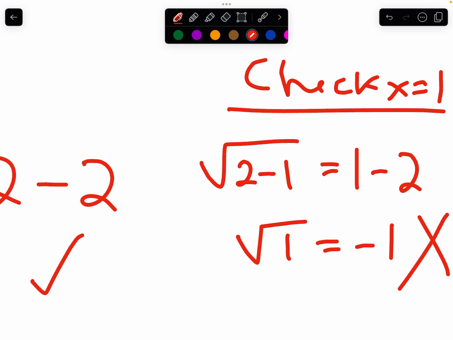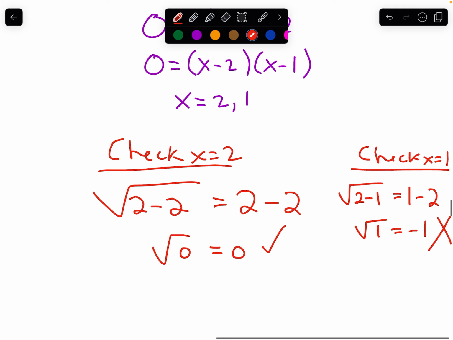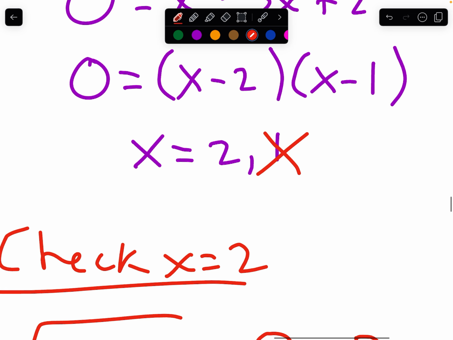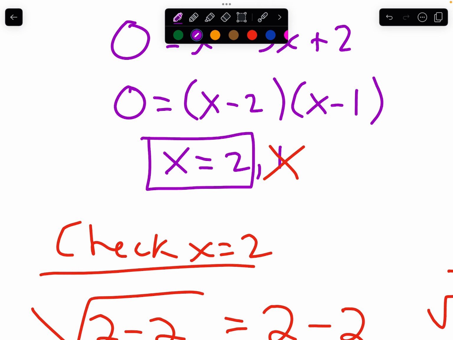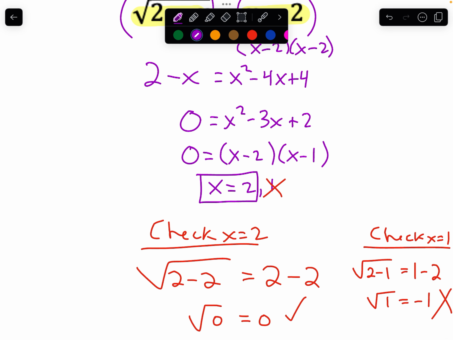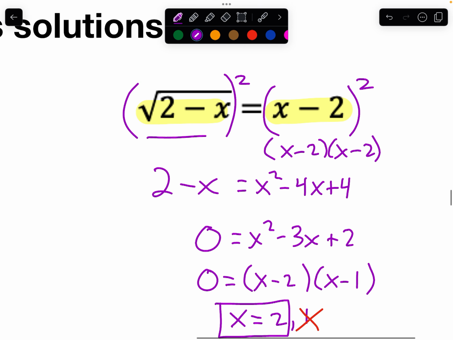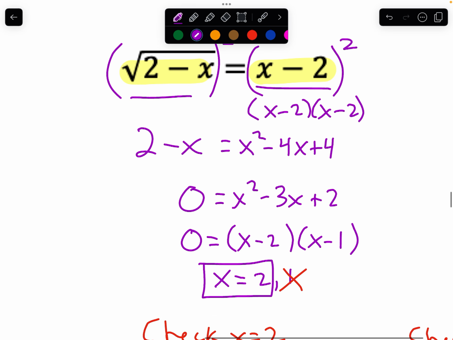The square root of 1 equals positive 1, and that shows me that x equals 1 is one of these extraneous solutions, and so x equals 2 is the only valid solution we have here. You could also confirm that graphically by graphing the left-hand side, the right-hand side, and finding where they intersect. You'll find the only point where they intersect has an x-coordinate of positive 2.